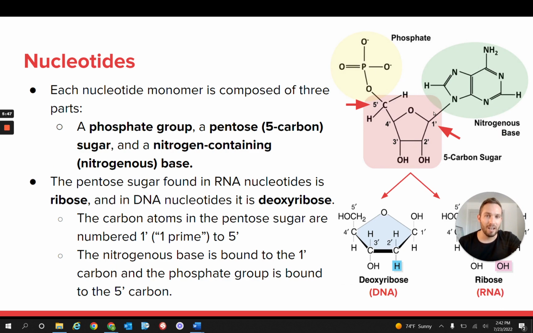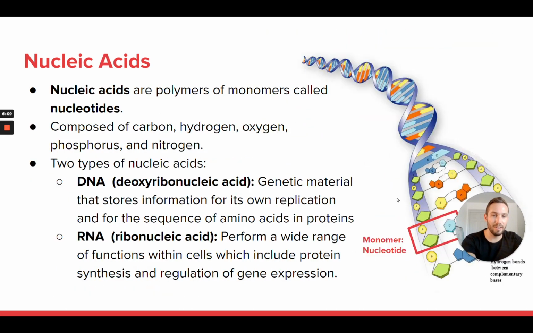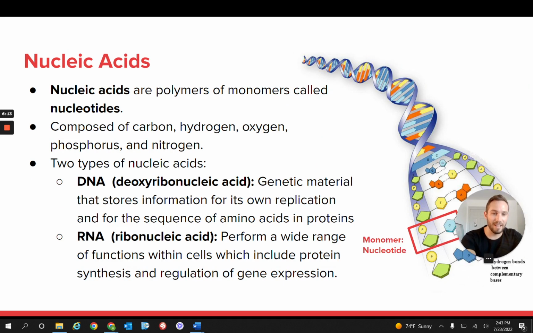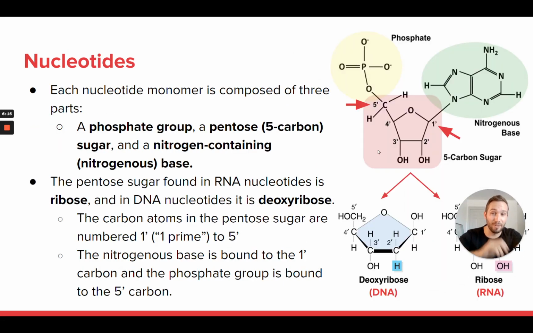There is a 5-carbon sugar, which we call a pentose sugar. So this is actually a sugar molecule. And that sugar molecule is attached to a phosphate group and to what's called a nitrogenous base. Those 3 things together make up a nucleotide. So a sugar, a phosphate, a nitrogenous base. That's what you see in this picture as well. That's a nucleotide. That's the monomer that builds DNA and RNA.